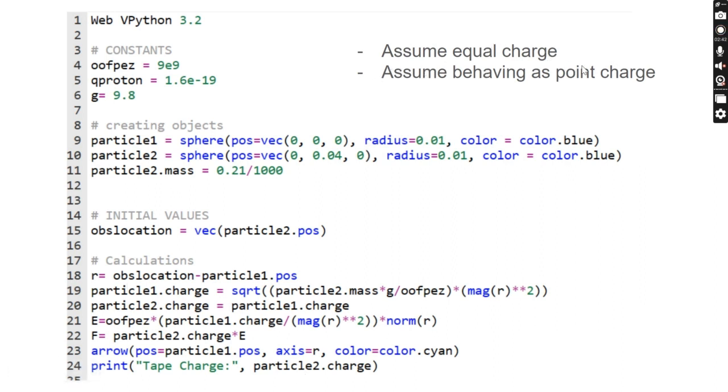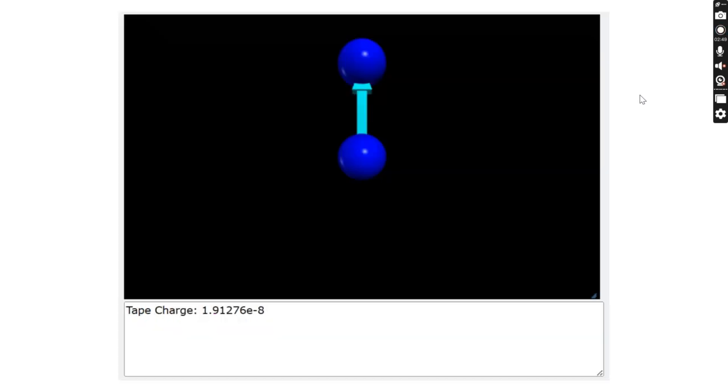I did assume that all pieces of tape had equal charge, and I also assumed that these pieces of tape would behave as a point charge. This is what I end up getting from that, and the charge on the tape that I calculated was this 1.92 times 10 to the negative 8 coulombs.